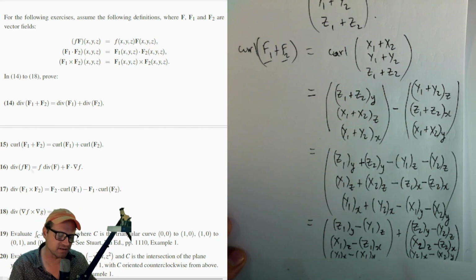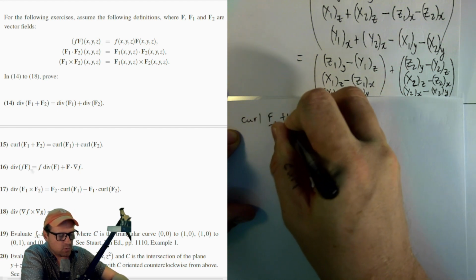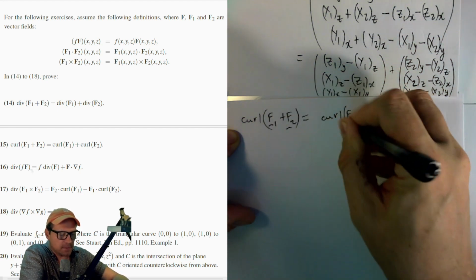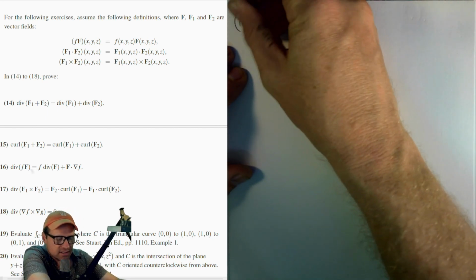Okay, so now that we have this, here is clearly curl of F1, this here is clearly curl of F2, and so we see then that curl of the sum of F1 and F2 is curl of F1 plus curl of F2. Okay, question 16.